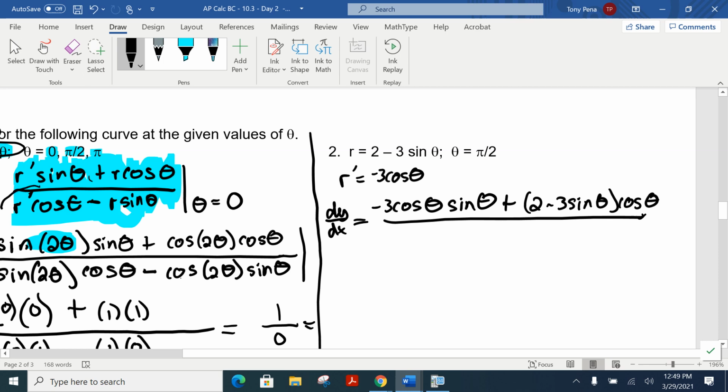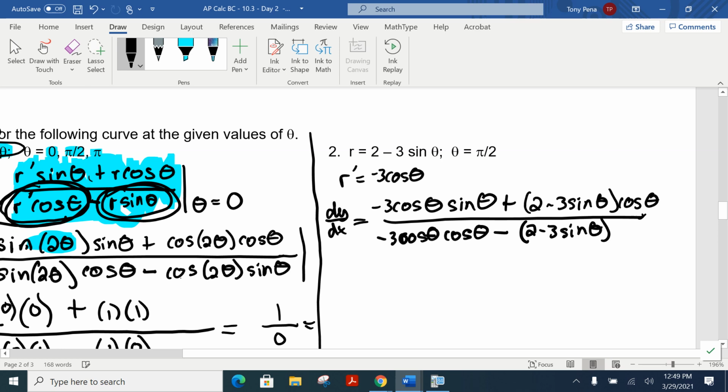Your denominator is r prime times cosine. So right here, r prime times cosine. So r prime is the negative 3 cosine of theta again. And then times the extra cosine theta. Minus, please use parentheses here. You're going to be doing minus r, so I'm writing this now, minus r. R is now a binomial. So just to make sure that we remember to distribute, set up a parentheses. That's our r. And then times sine of theta. And then in this case, we're just going to do it at pi over 2. Can we see all that? Yeah, close enough.